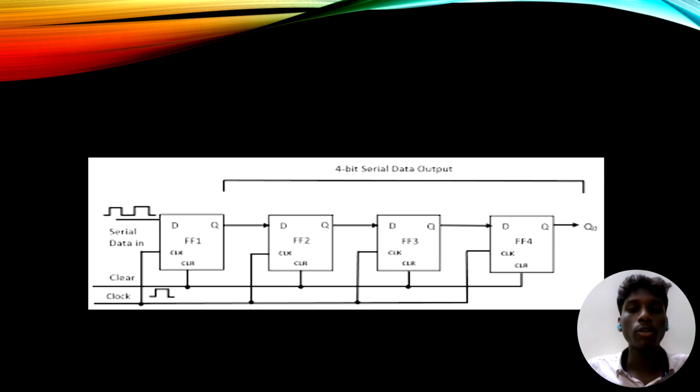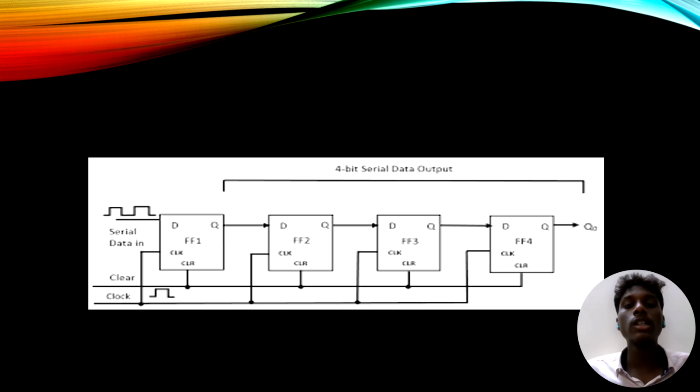Now I will explain the working of a 4-bit serial in, serial out shift register, which is shown in the circuit diagram. The circuit consists of 4 D flip-flops labeled FF1, FF2, FF3 and FF4. Each flip-flop can store one bit of data, either 0 or 1. All 4 flip-flops are connected in series and are synchronized by a common clock signal. There is a clear input used to reset all flip-flops to 0 before starting a new operation.